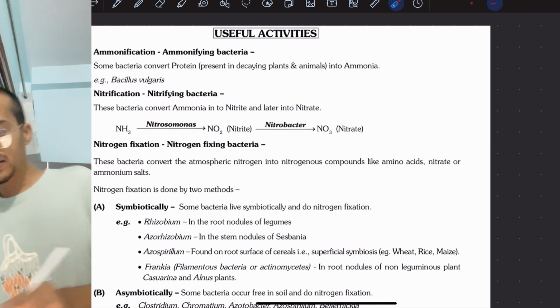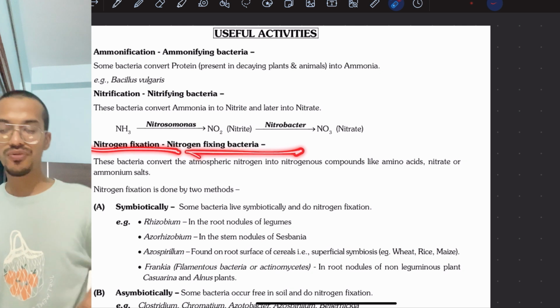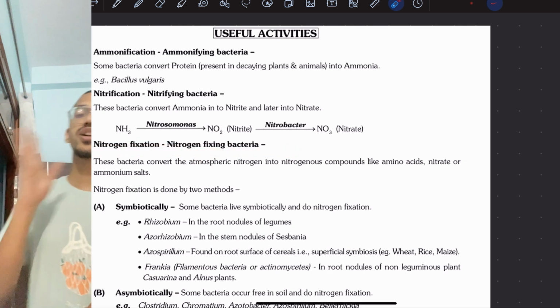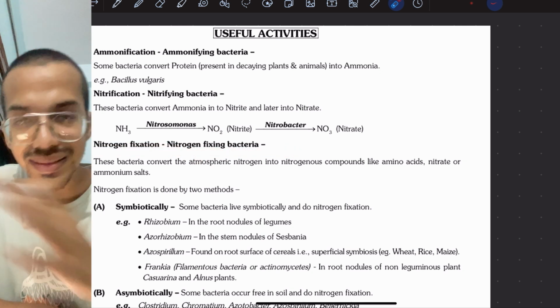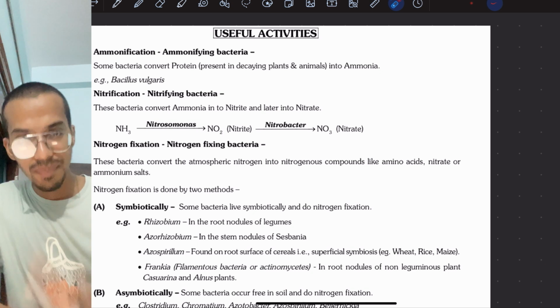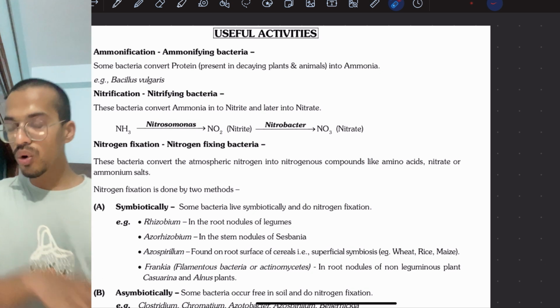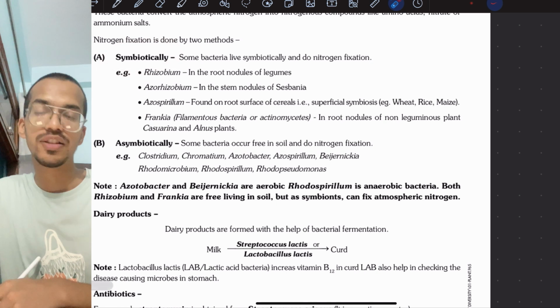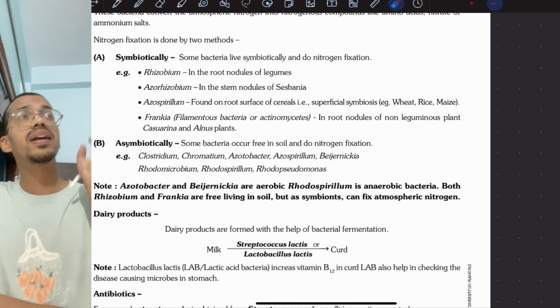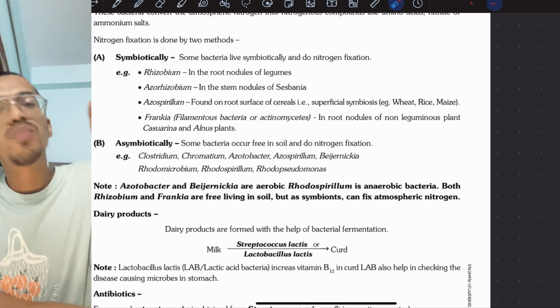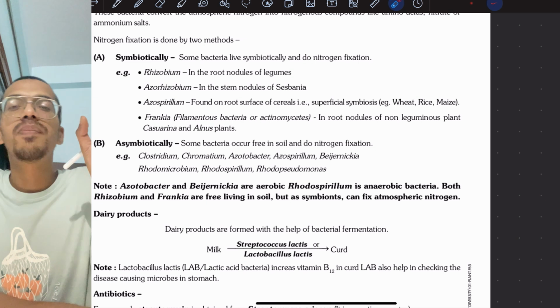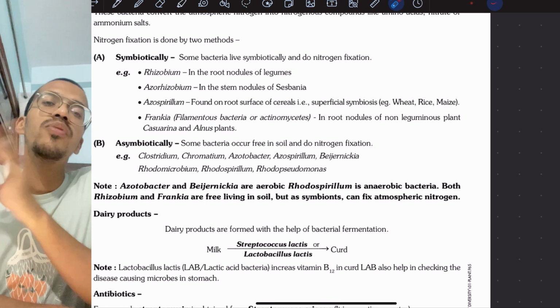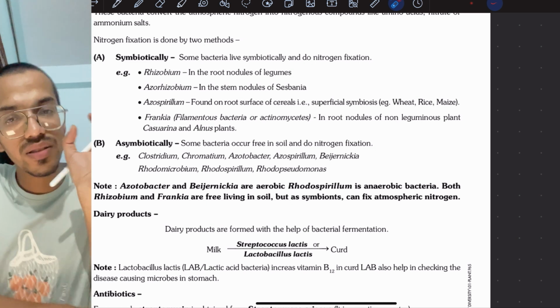Moving on to the next thing, nitrogen fixation, or nitrogen-fixing bacteria. For example, nitrogen is present in the soil, but is the plant able to take it up? Maybe not. So there are certain bacteria working for this, some living in symbiotic relationships. Symbiotic relationships mean living like roommates. One person makes the food, the other washes the dishes. It happens the same way here.